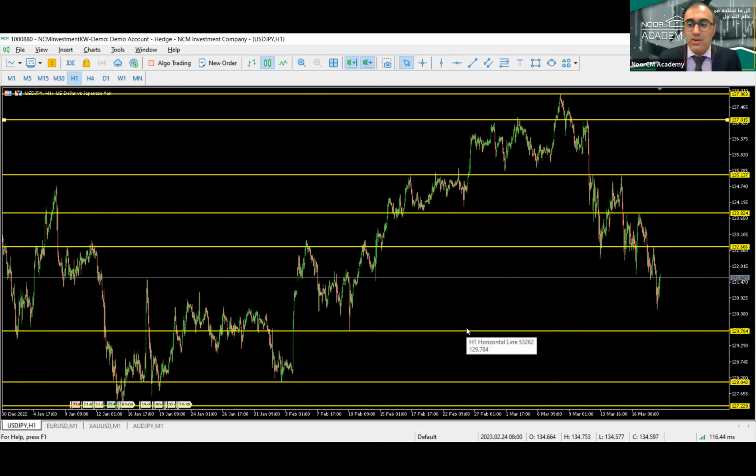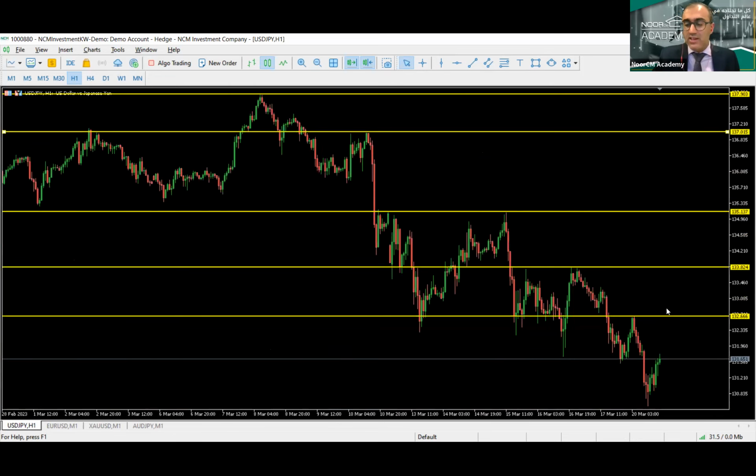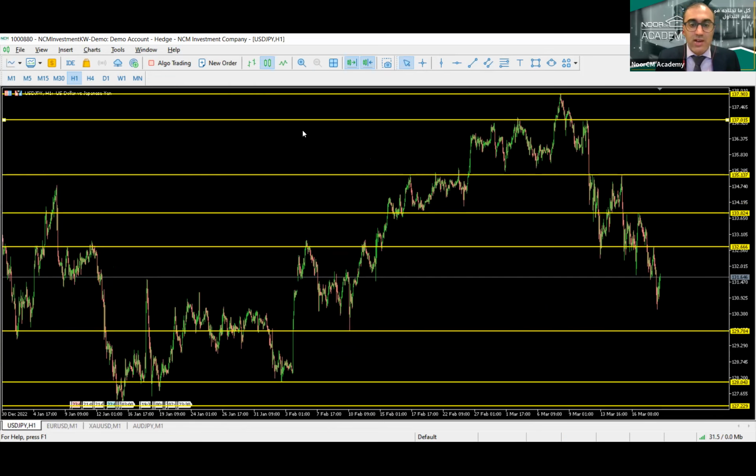Okay, so this is a basic way to draw your resistance and support, and professional traders use these areas for their trading styles, and there are different kinds of trading styles. There's scalping, day trading, swing trading, position trading. In our future webinars, we are going to cover these terminologies. We are just giving you a vision today, introducing the trading platform, the company, and giving you some education that could help you in improving your trading methodologies.